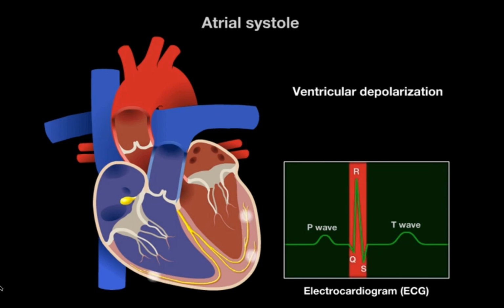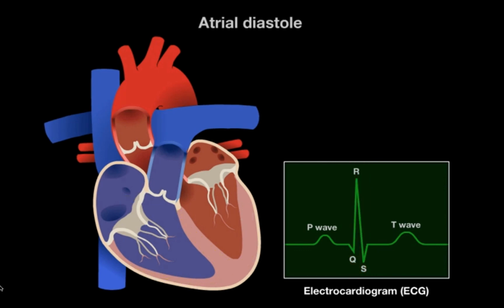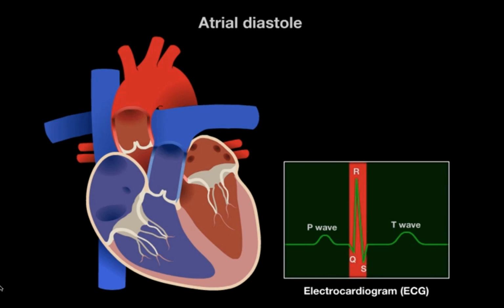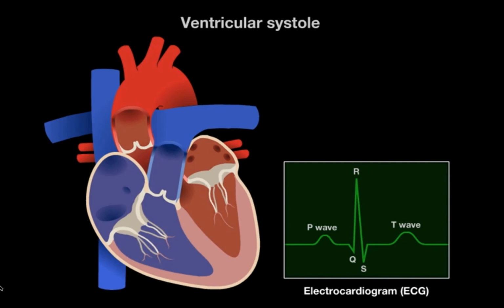This results in depolarization of the ventricles, which is seen as the QRS complex on the ECG. The atria repolarize, the walls relax, and they remain in diastole for the rest of the cardiac cycle. Atrial repolarization is not seen on an ECG because it is masked by the QRS complex. In ventricular systole, or contraction, increased pressure in the ventricles forces the AV valves closed. The heart sound associated with closure of the AV valve is known as S1 and is described as lub.